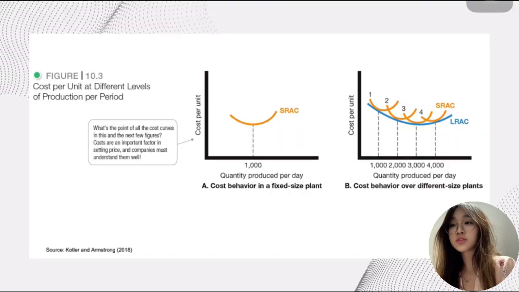Graph B is more interesting. It shows how long-run average costs change across different plant sizes. Notice how per unit cost decreases from plant 1 to plant 3. This is economies of scale. A company producing 3,000 units per day has much lower per unit cost than one producing 1,000 units. This explains why large manufacturers can undercut smaller competitors. They achieve economies of scale that dramatically reduce costs.